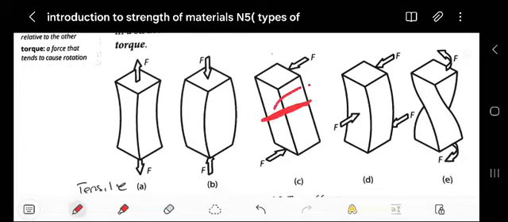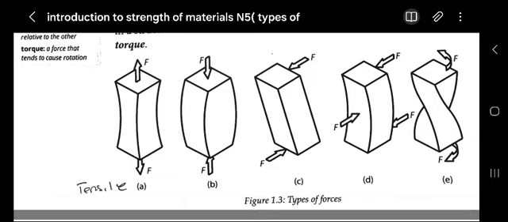The shape will change direction, something like this. When you apply that, the object will sort of change like that. So this is shear. When you apply forces in opposite directions on an object at a certain point, we are talking about shear.